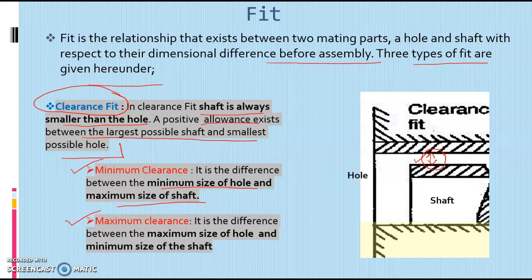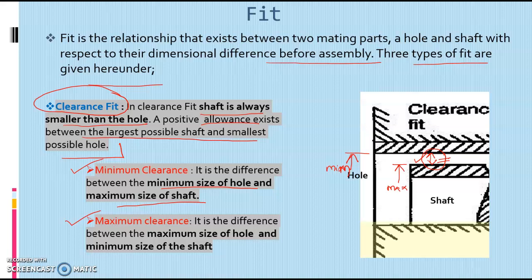See, this is the maximum size of the shaft. We know that, and this one is the minimum size of the shaft. Okay, in this tolerance system, this is the minimum size of the hole, and this is the maximum size of the shaft. So the difference is marked here, and this is the minimum clearance.